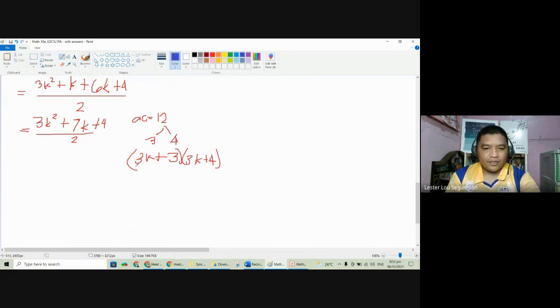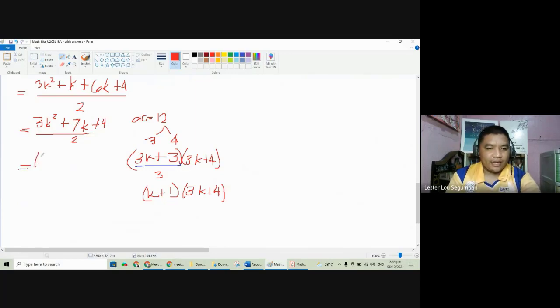This could still be further simplified so that it will still have 3k squared. So divide by 3. This is k plus 1 times 3k plus 4. Let us check. K times 3k, 3k squared. You will have positive 3k, positive 4k. That is positive 7k. And 4 times 1 is 4.